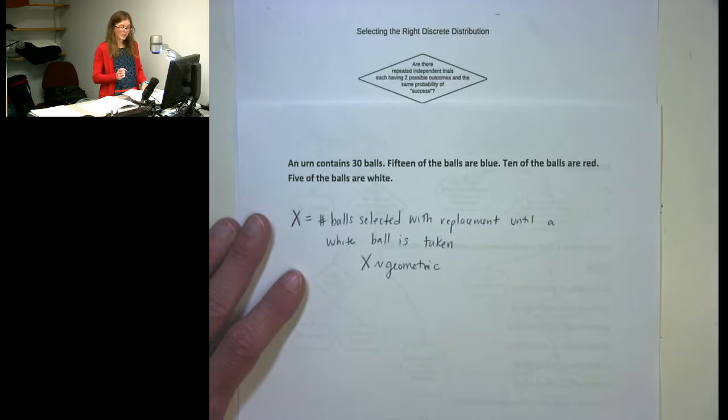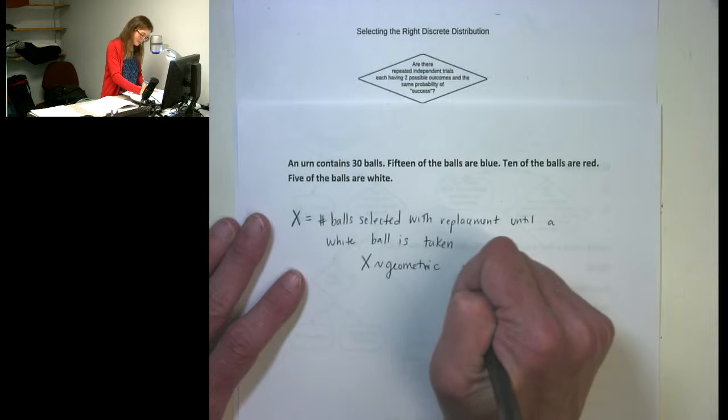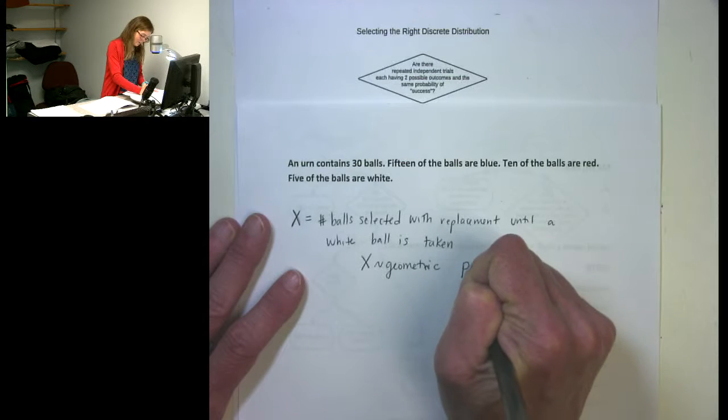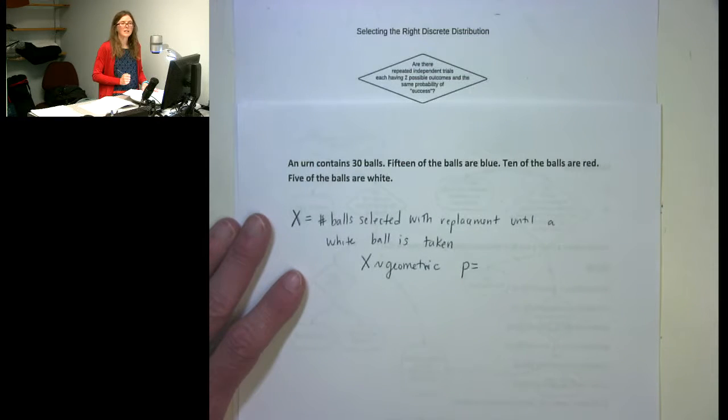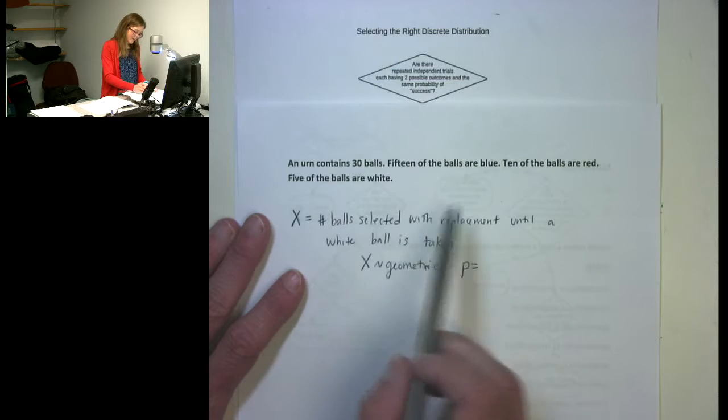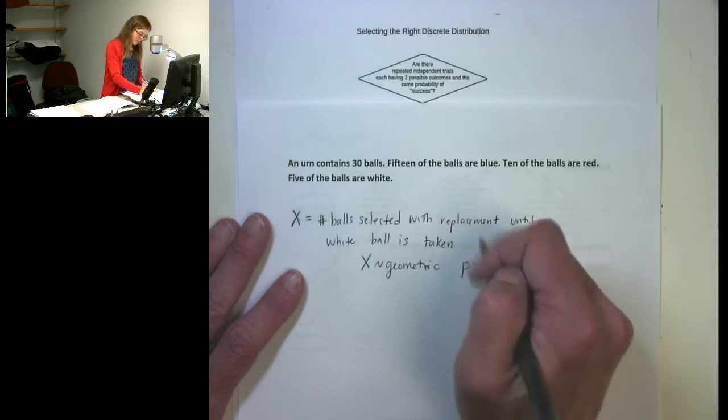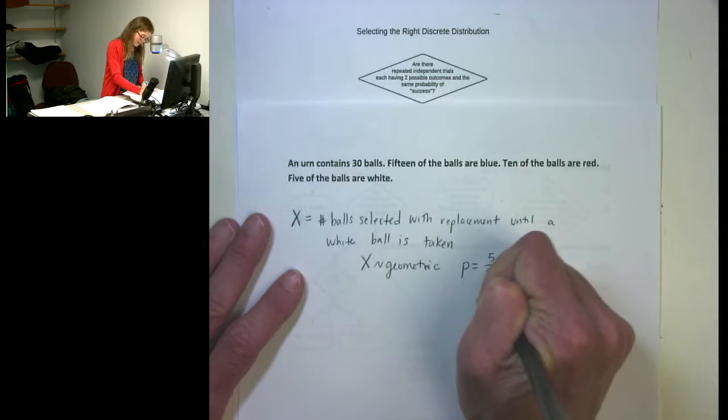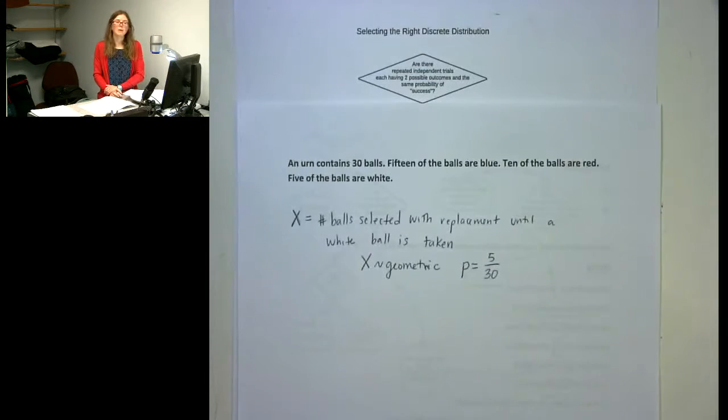The geometric distribution is parameterized with p, the probability of success on each trial. And since there are 5 out of 30 balls that are white, that would be my p.